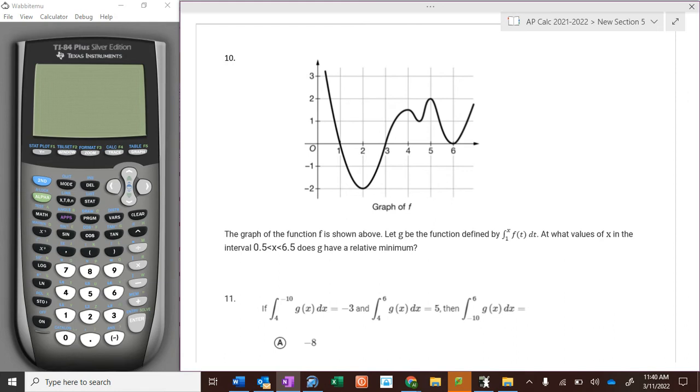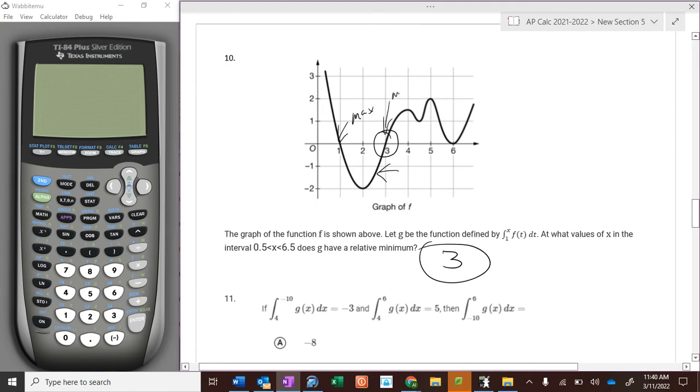When it went from a negative slope to a positive slope. Okay, so where in this graph does it go from negative to positive? 3. Does it change any other times? No, so the only place is 3. Where it crosses the axis, because this is the slope. This is the slope. Okay? The other one is going positive to negative. If it goes from positive to negative, this is the max. And this right here is the min.